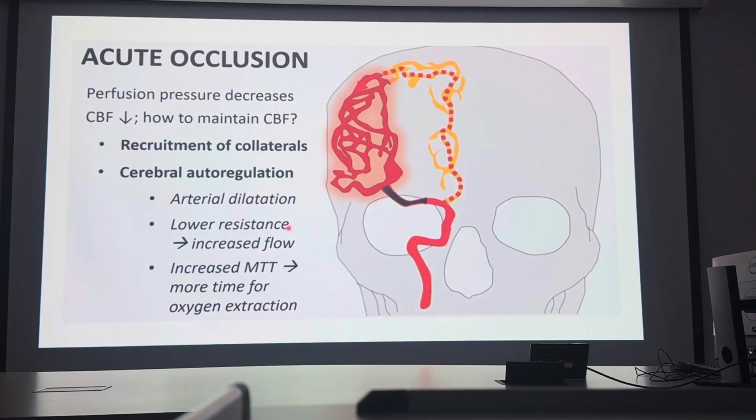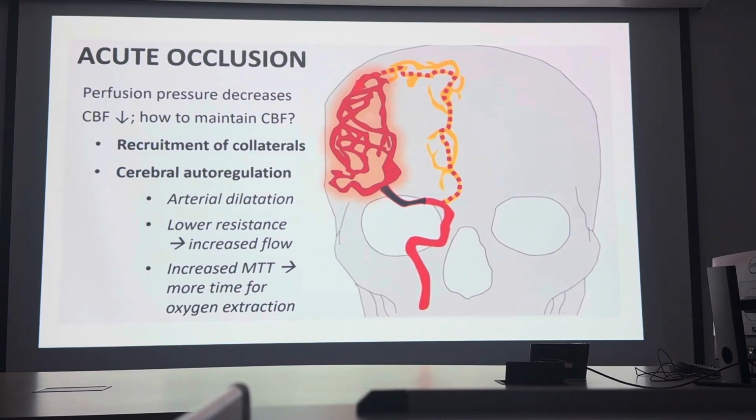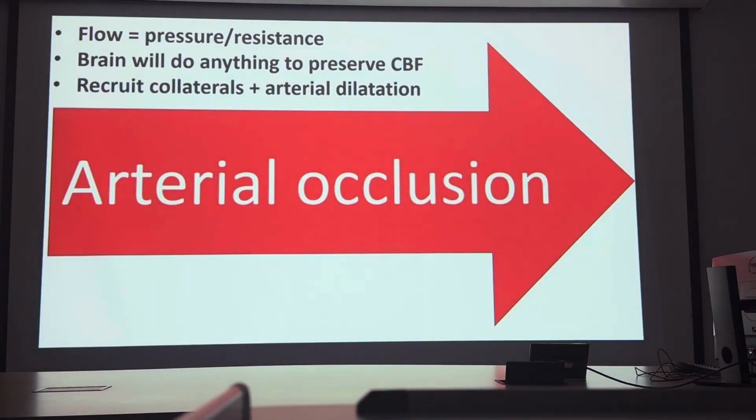The brain here starts its autoregulation process by arterial dilatation to lower the resistance and subsequently increase the flow. And as we mentioned before, this vasodilatation will result in an increase in the transit time. So the brain will do anything to preserve cerebral blood flow, mainly by two mechanisms: recruit collaterals and arterial dilatation.